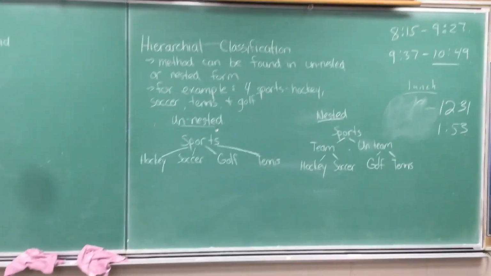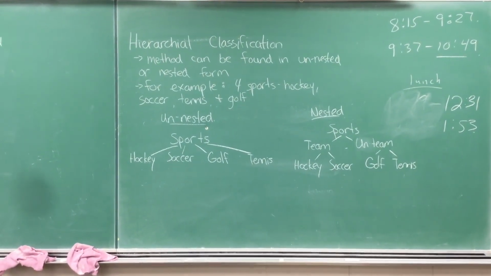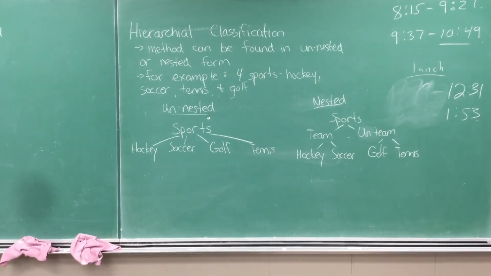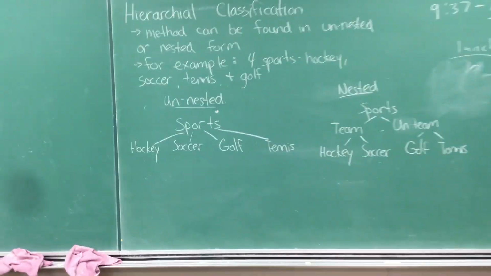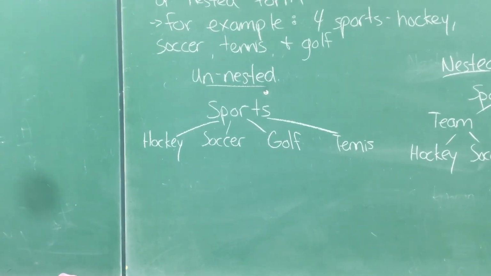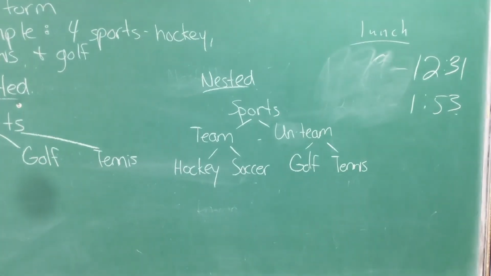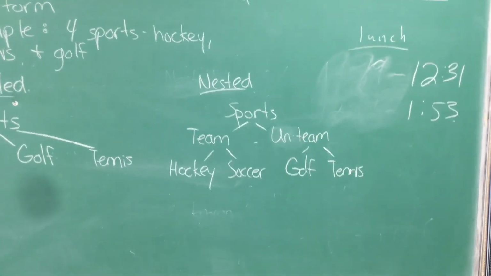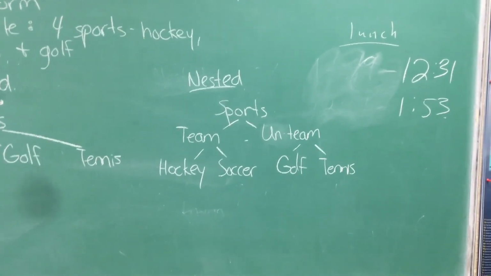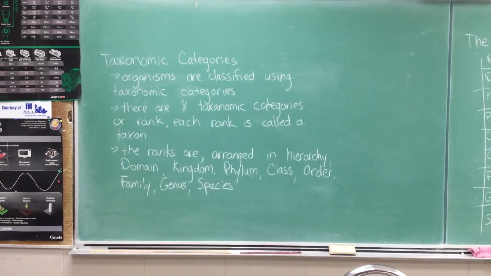Hierarchical classification is a method found in either unnested or nested form. For example, take four sports: hockey, soccer, tennis, and golf. Unnested classification looks like this: sports, branched to hockey, soccer, golf, and tennis. Nested, on the other hand, is sports, broken down from team to non-team, and then furthermore into hockey, soccer, golf, and tennis.